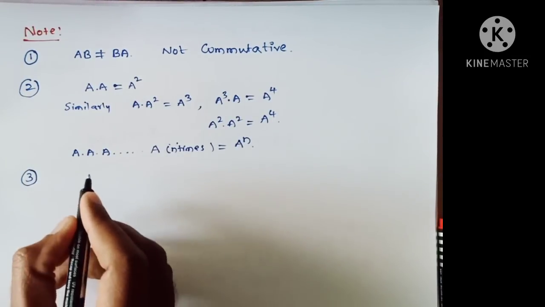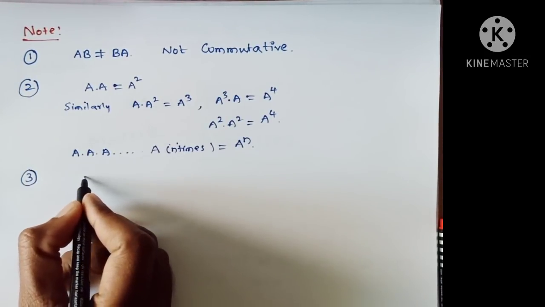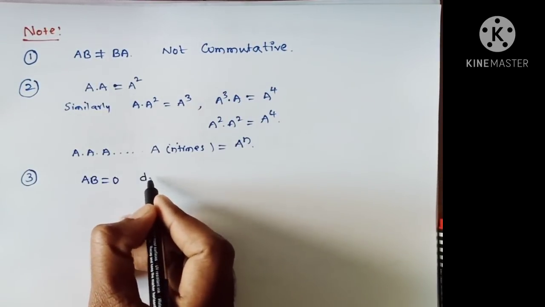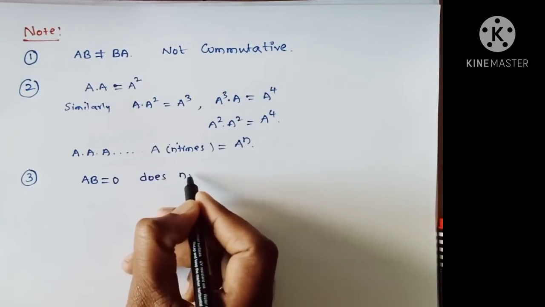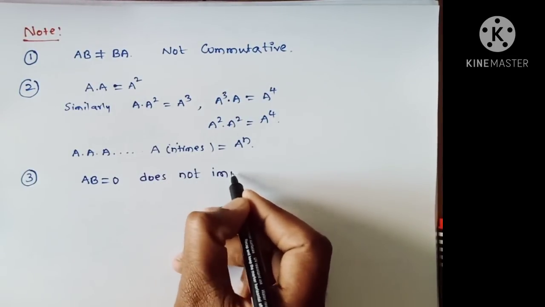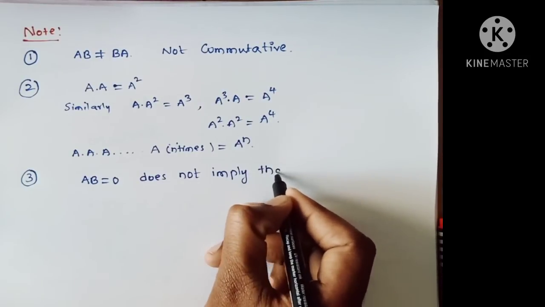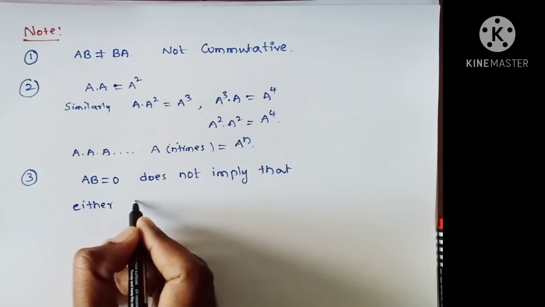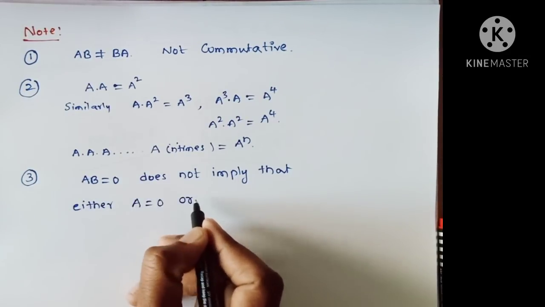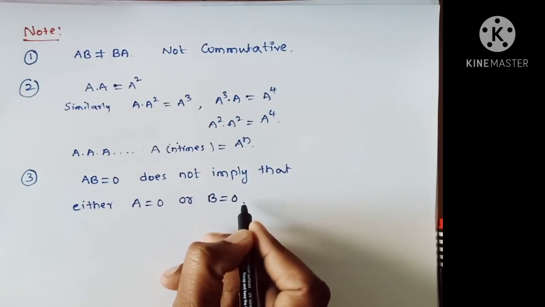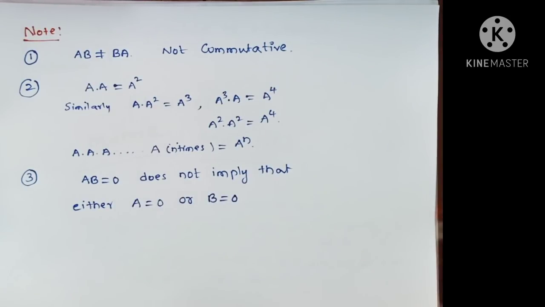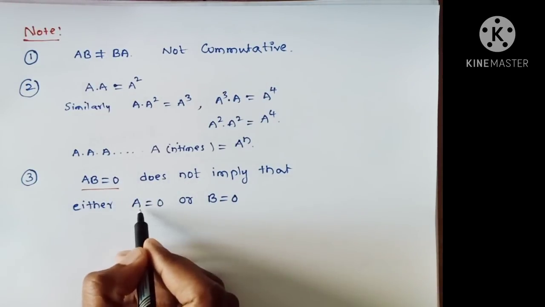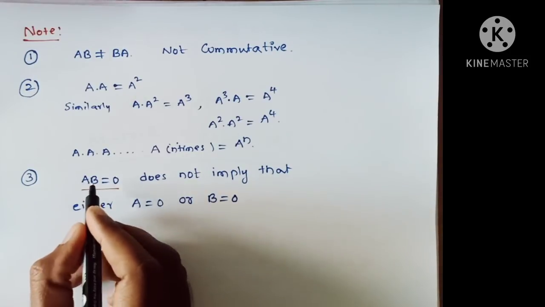Number 3. Here A and B are two matrices. The product A into B is equal to 0. This does not imply that either A equals 0 or B equals 0. If AB is equal to 0, that does not imply that either A is 0 or B is 0.